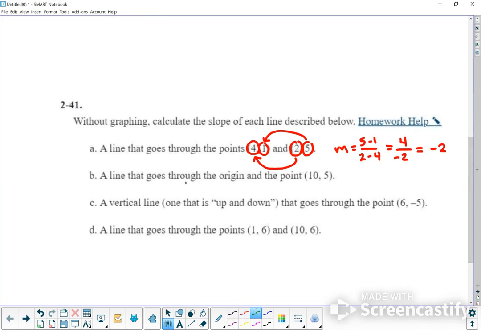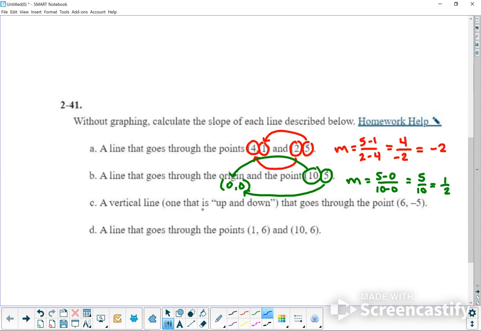So next one, a line that goes through the origin. The origin is going to be the point 0, 0. So if I start with 5, take away 0, my slope is 5 take away 0. That's going to give me 5. And that's on top because we have to do the y's first. And then the second one is 10 take away 0, and that's 10. 5 divided by 10 is going to be a fraction of 1 over 2.